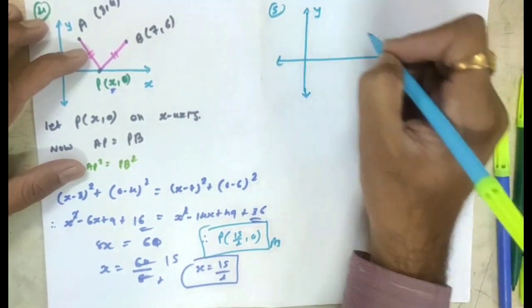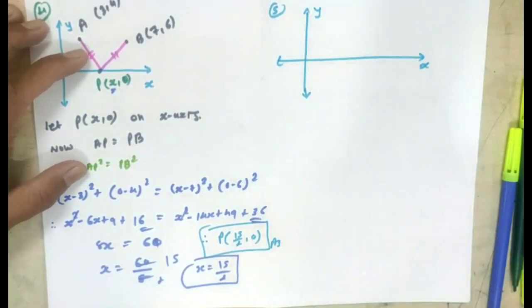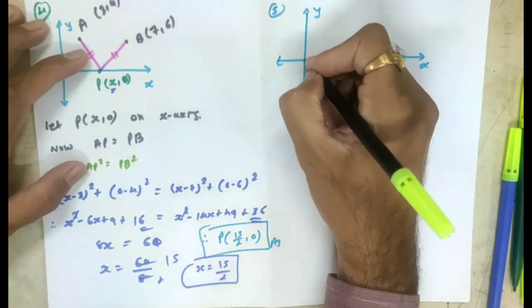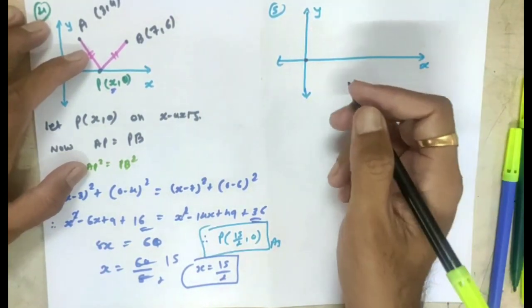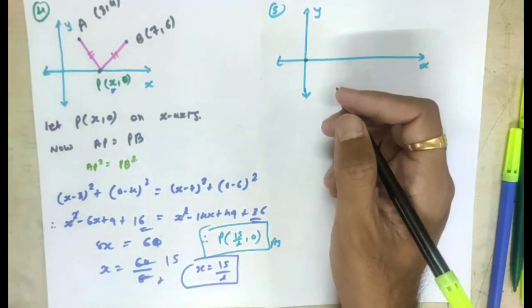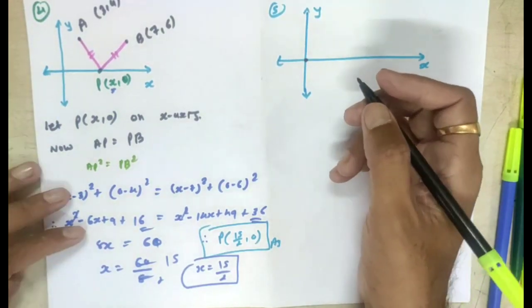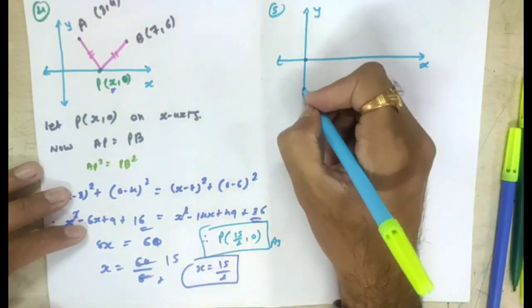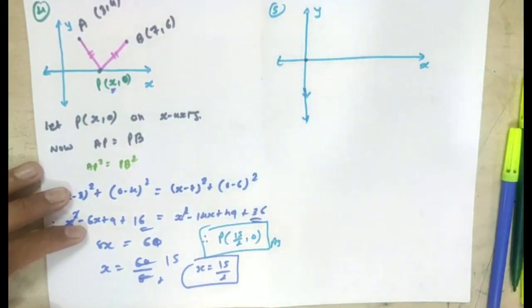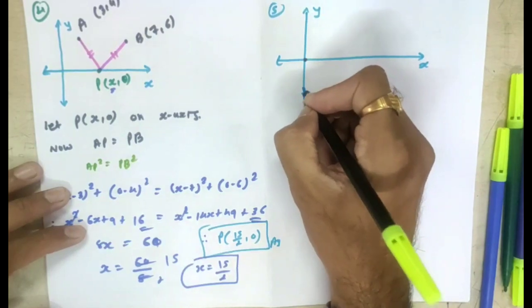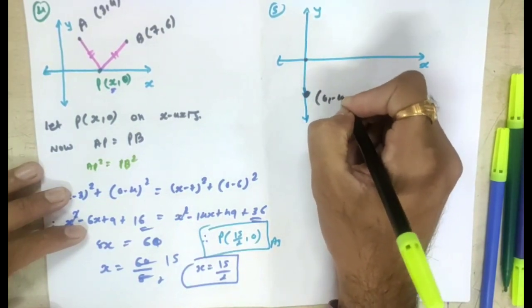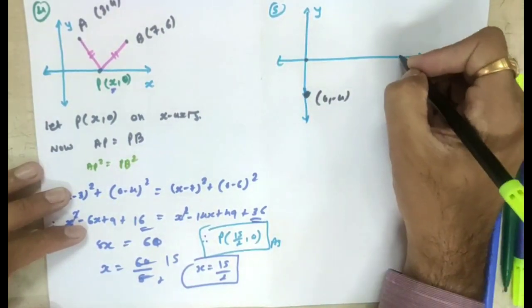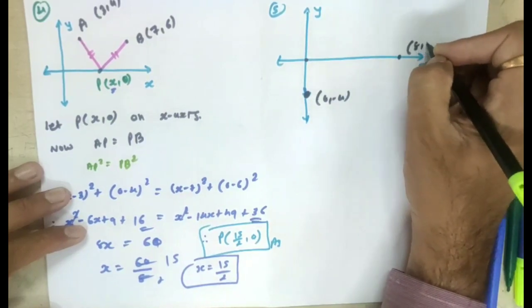This is our y axis and this is our x axis. Done? So, the line passes through the origin and the midpoint of the line segment joining 2 points. Which 2 points? 0 minus 4 and 8 0. 0 minus 4 will be on the negative y axis, and 8 0 will be on the positive x axis.